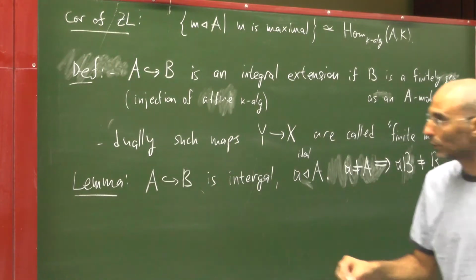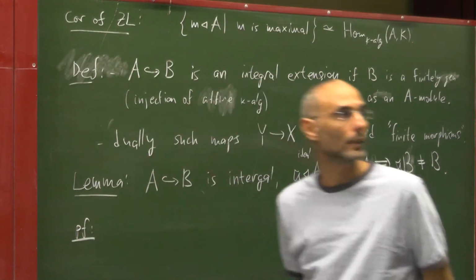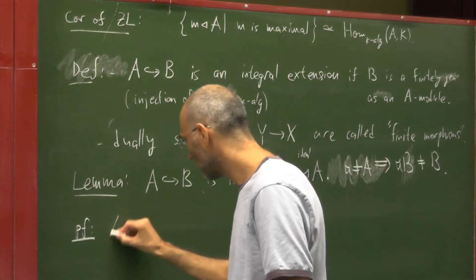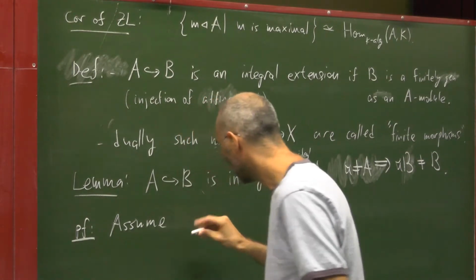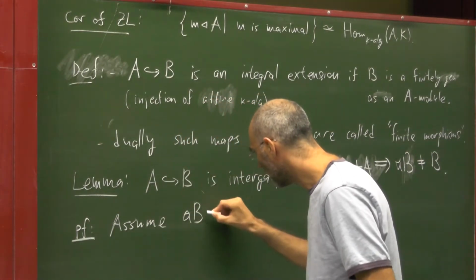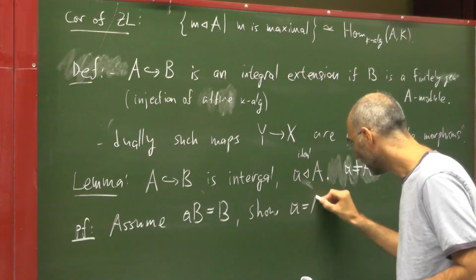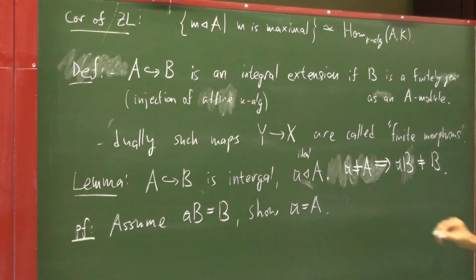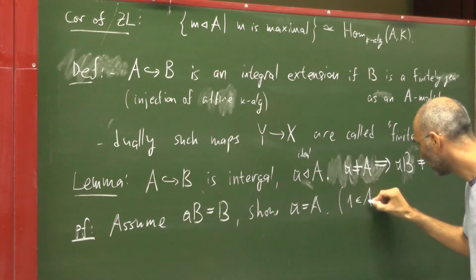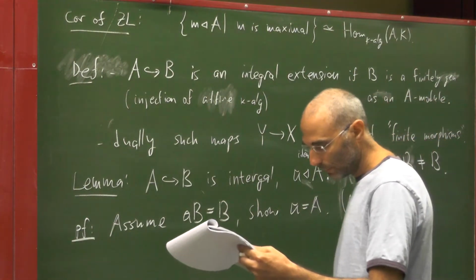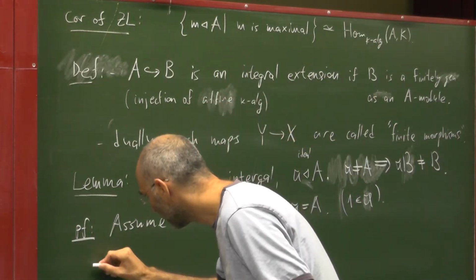And the proof of it is some version of the Nakayama lemma. I will give an explicit proof for it. So let's assume that 𝔞B is B and show that 𝔞 must be A, or that one is in 𝔞.